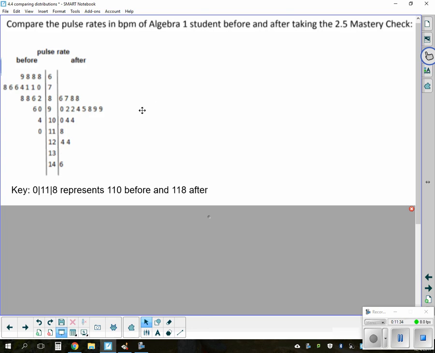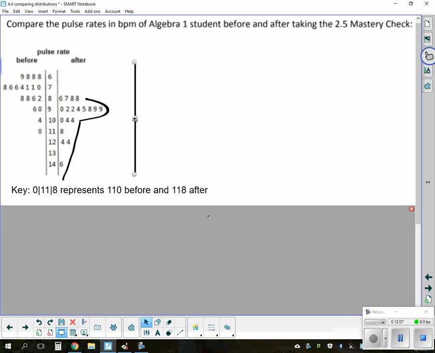Okay? All right, so looking at this double stem plot or back-to-back stem plot, we want to compare the distributions. So we need to talk about the shape. If I'm looking at the shape here, well, let's start with the after. I can see this part here looks pretty symmetrical, but then it goes out this way. Let me see if I can draw a line and show you which way I want to flip it.